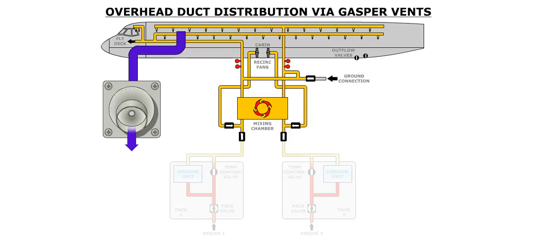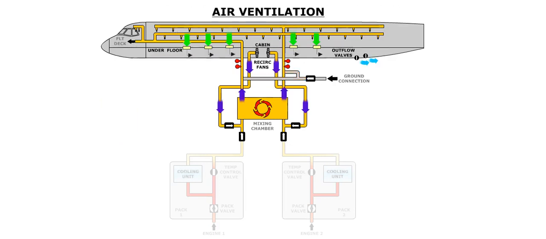Conditioned air is distributed from the mixing chamber to the cabin through overhead ducts, which route the air to individually controlled eyeball vents. Air from the cabin is evacuated through grilles located along the floor on the left side of the cabin. From there, part of the air returns to the cabin via recirculation fans. The remainder of the air is exhausted overboard through outflow valves, located on the underside of the aft fuselage.